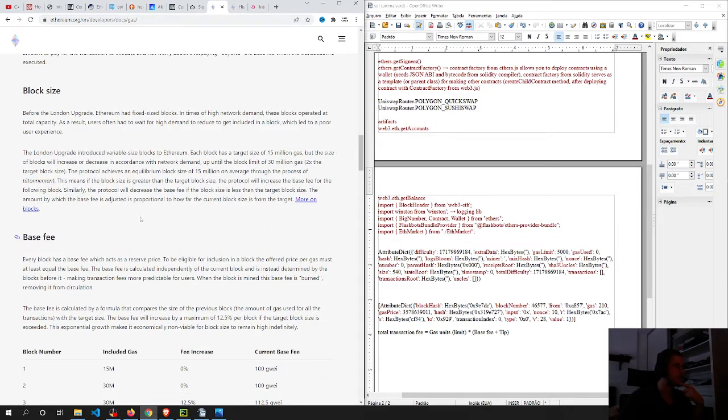This means if the block size is greater than the target block size, the protocol will increase the base fee for the following block. Similarly, the protocol will decrease the base fee if the block size is less than the target block size. The amount by which the base fee is adjusted is proportional to how far the current block size is from the target. That's very, very interesting and really, really intelligent, actually.